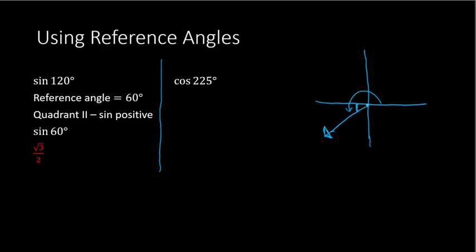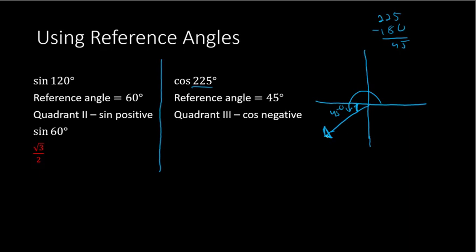Well, how far past 180 is that angle? If we subtract 225 minus 180, that gives you 45 degrees. So this reference angle down here is 45 degrees. And then we can figure out the cosine of 225 degrees. Cosine down here in the third quadrant is going to be negative, because x is negative in that direction.